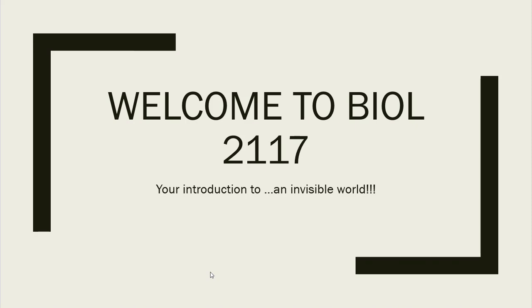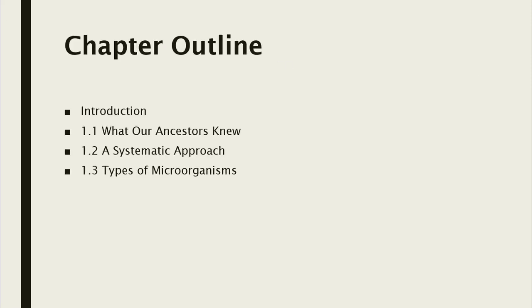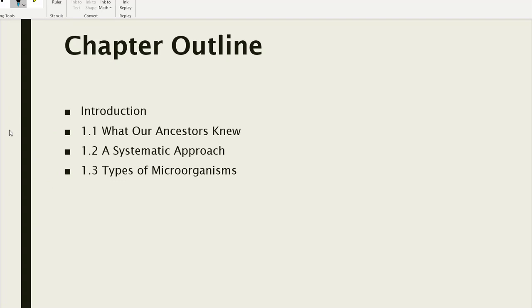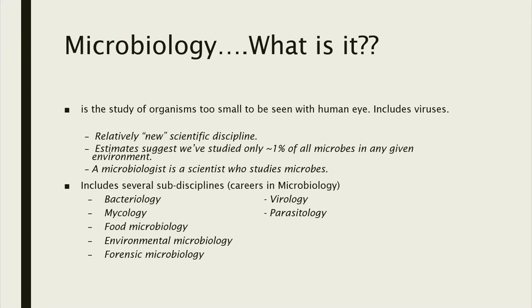We're going to start on our first chapter in Microlecture. We're going to do an introduction, talk about the state of microbiology back in the day, talk about the systemic approach that we like to take nowadays, and then finally end up with a short survey of the types of microorganisms.